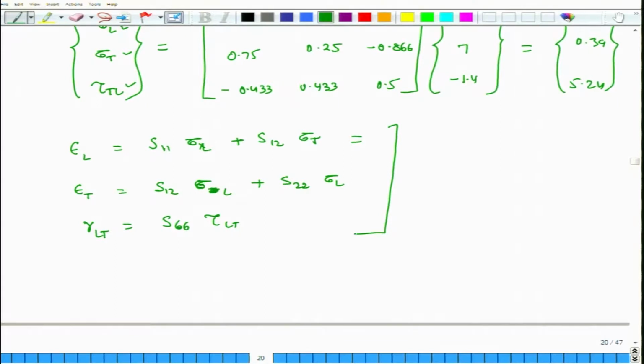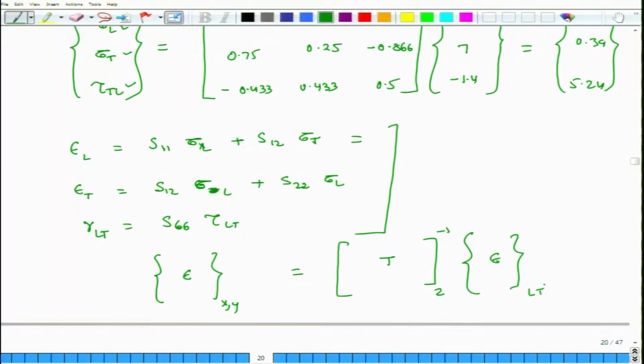So, we can calculate these things from here, and once we have computed epsilon L, epsilon T, and gamma LT, then from these we calculate epsilon xy in the xy coordinate system. What is that? It is the inverse of the transformation matrix times the strains measured with respect to the LT coordinate system. Now, I will give you a trick to very quickly compute the inverse of these transformation matrices which depend on theta.